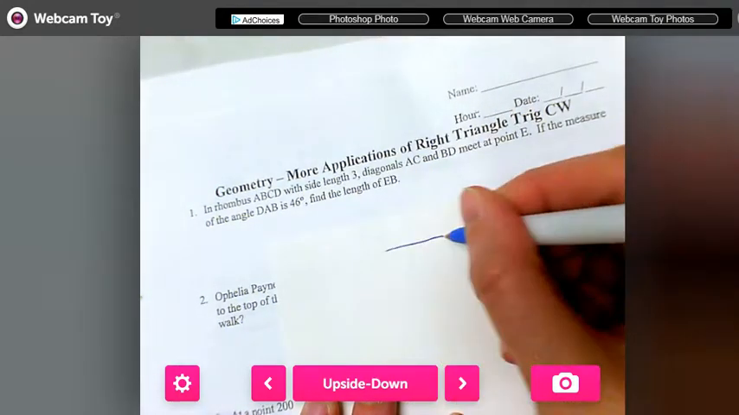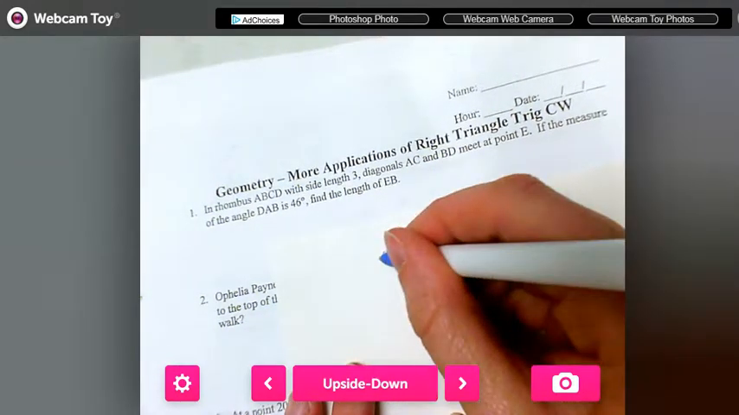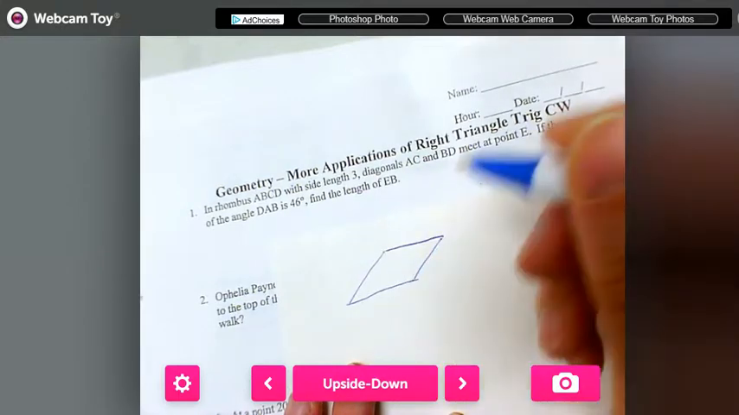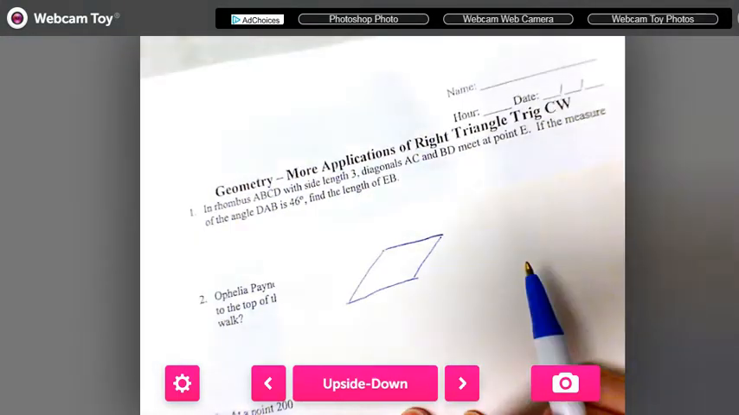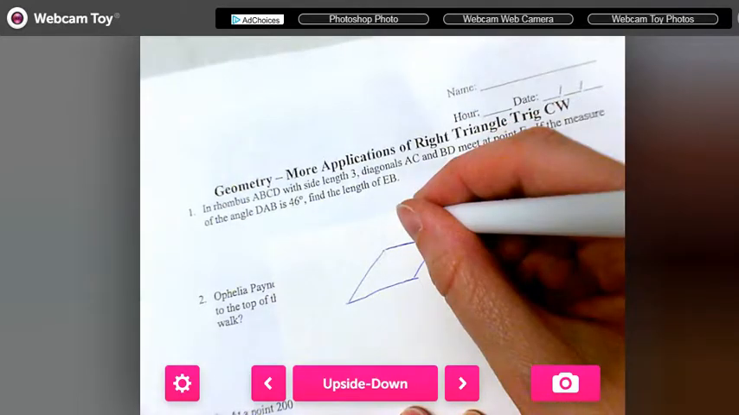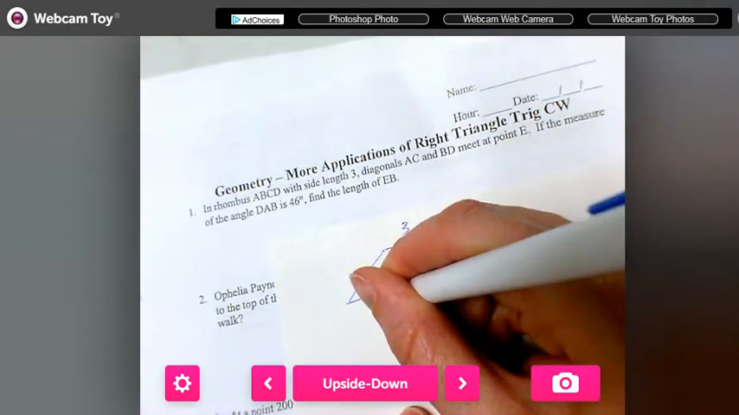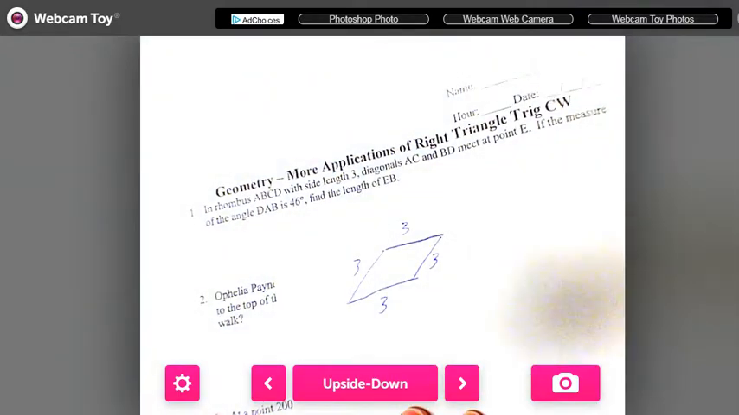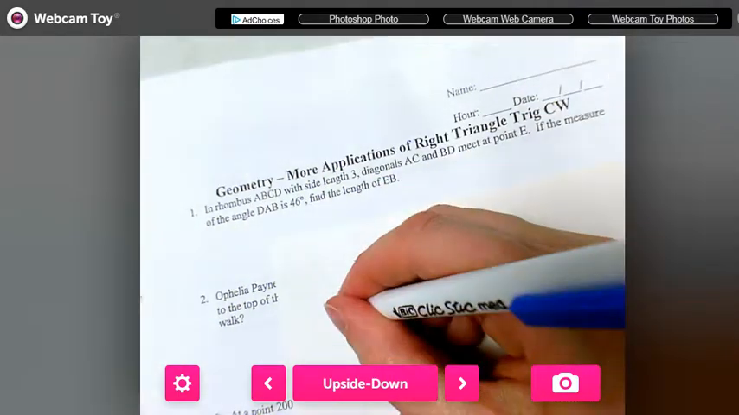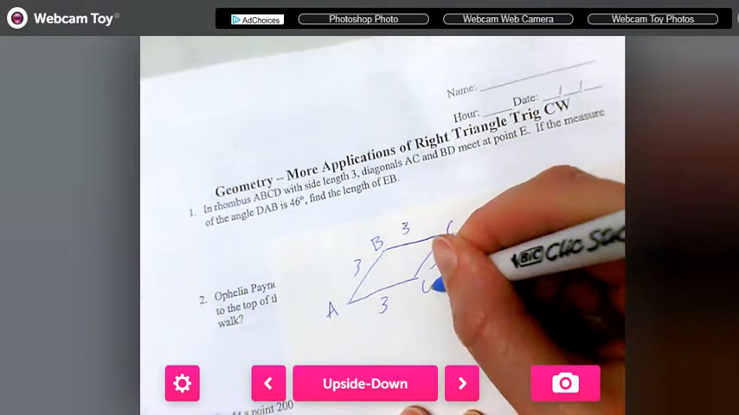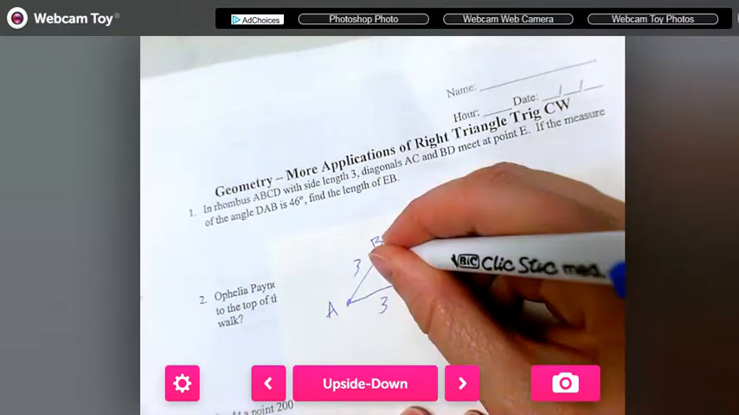We know what a rhombus looks like, right? Okay, that looks more like a parallelogram, but we'll pretend it's drawn perfectly and all the sides are equal length. It says the sides are 3, so all 4 sides are 3. Okay, and we've got A, B, C, D. So we're going to name all these endpoints with those different letters.